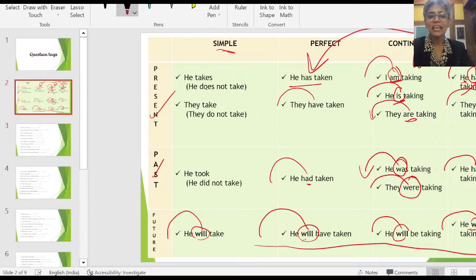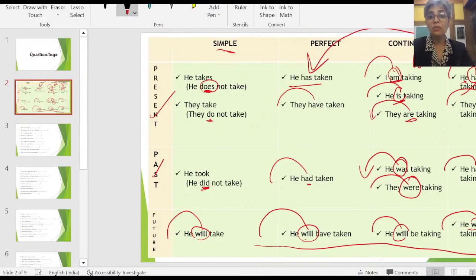So he takes becomes, there's a does over here. He does not take. Does he take, right? We make questions and negatives with does. Same way over here in the plural form, they take, they do not take. And in the past, he did not take, right? So do, does, did is used to make questions and negatives.